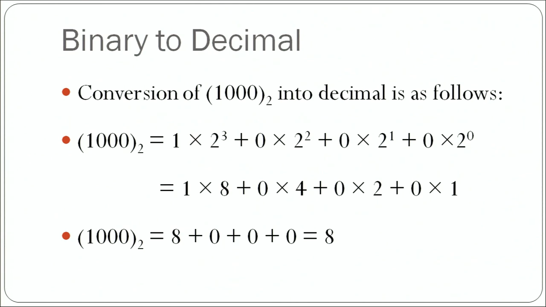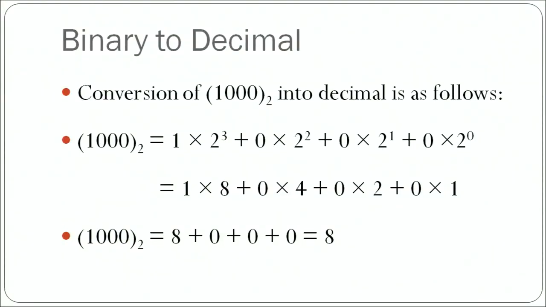So 1 into 2 raised to the power 3 comes out to be 8. Then we add 0 into 4, which was 2 raised to power 2. Then we add 0 into 2 raised to power 1, which is 2. And then we add 0 into 1, since 2 raised to power 0 is 1. Anything raised to the power 0 is 1. We multiply these first using the BODMAS rule, and then we add. So what does it come to be? 8 plus 0 plus 0 plus 0, and that comes out to be 8. So in binary to decimal conversion, the binary number 1000 is equal to the decimal number 8.